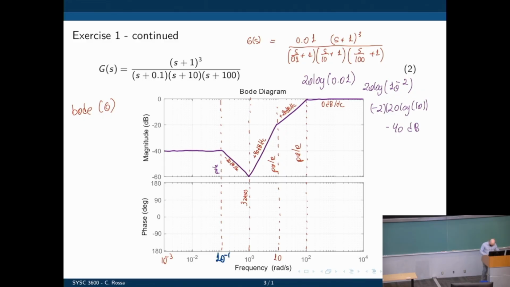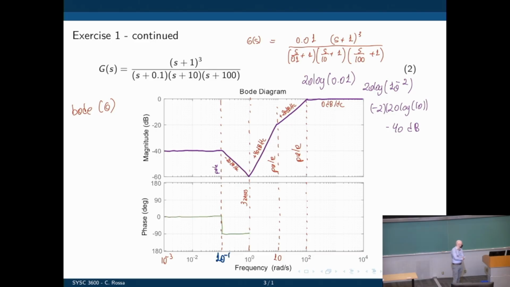So the phase starts at 0, and at the first cutoff frequency, it will change. The first cutoff frequency is due to a pole that adds negative 90 degrees to the phase. So the phase goes down by 90 degrees, and we will stay at negative 90 degrees up to the next cutoff frequency. The next cutoff frequency is 1, 10 to the power of 0. That's the cutoff frequency of 3 zeros. So what happens to the phase? It goes up to 180.